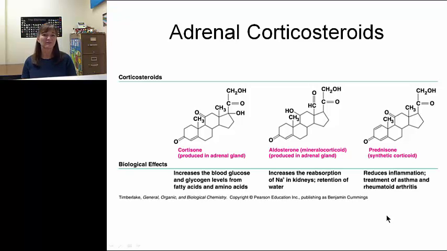Here's a look at some adrenal corticosteroids. So here is the structure of cortisone right here. It increases blood glucose level. We talked about this one already. Aldosterone increases the reabsorption of sodium in the kidneys and retention of water. Prednisone here has a big name in the pharmaceutical companies now, is known for reducing inflammation, and is used in the treatment of asthma and rheumatoid arthritis. So those are just some examples I put in just so you could see them.